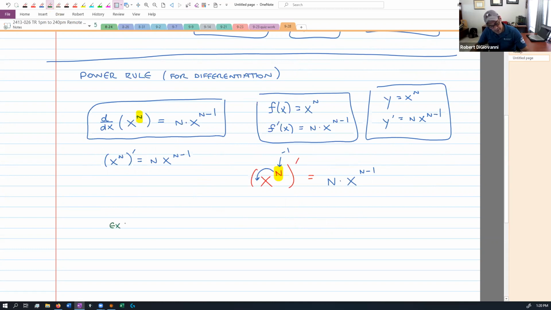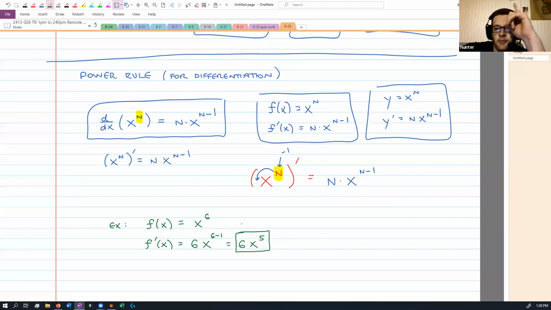Let's just say that we have f of x is x to the 6th power. And I want to know the derivative, right? Then the derivative will be 6 comes out, x to the 6 minus 1. We all know that 6 minus 1 is 5. So 6x to the 5th is the answer. Okay? Don't make it more complicated than it has to be. You're just pulling the power out and subtracting 1 and you're done.